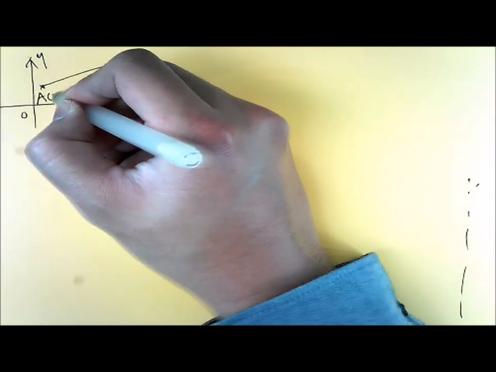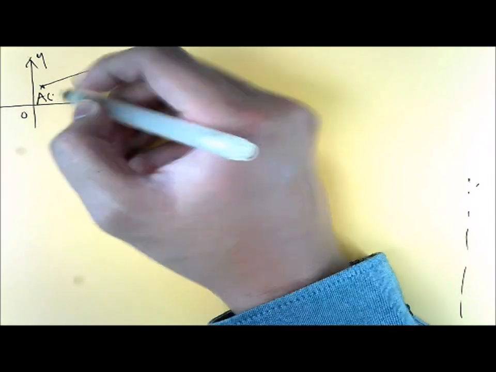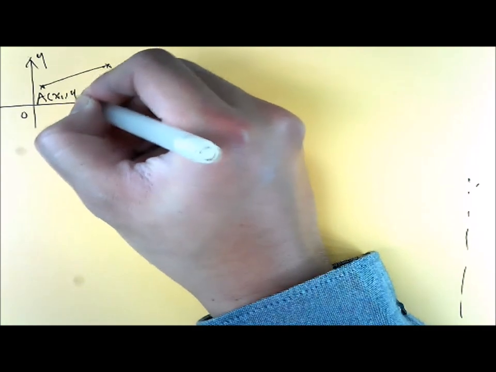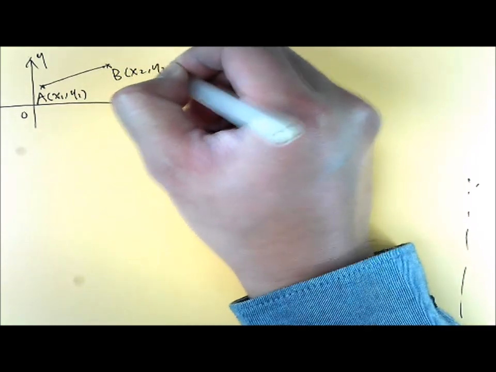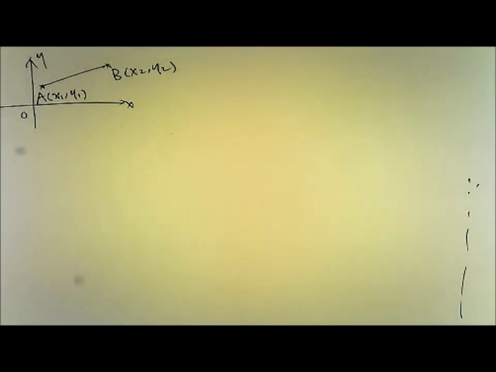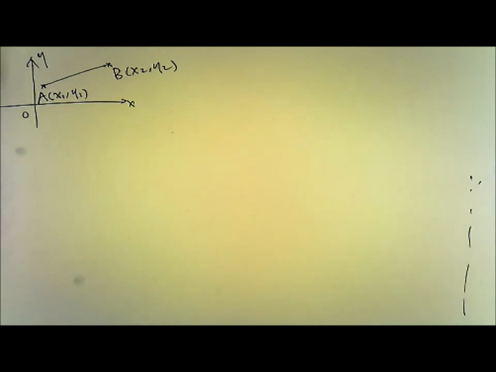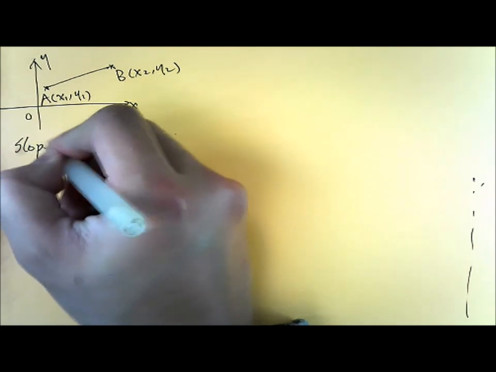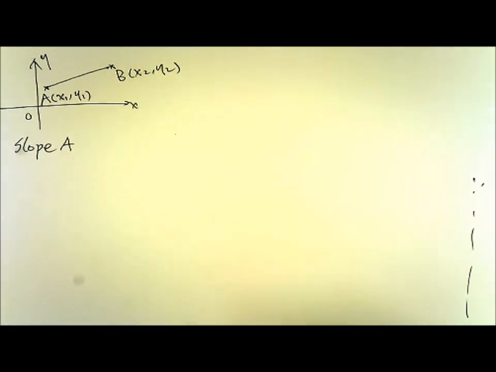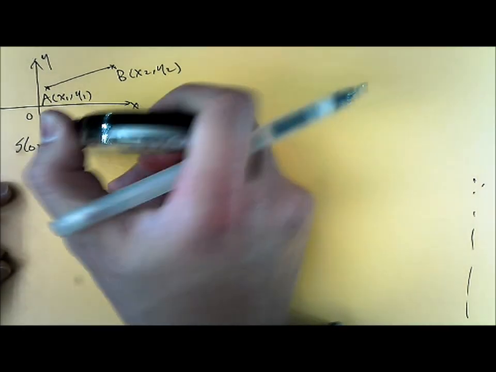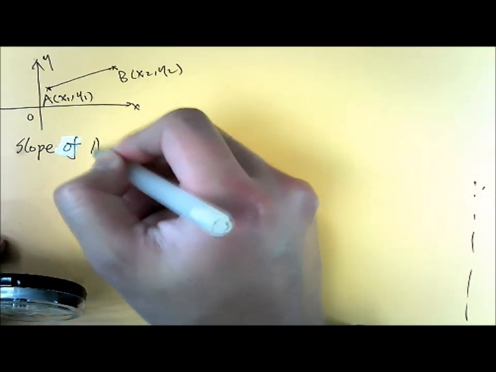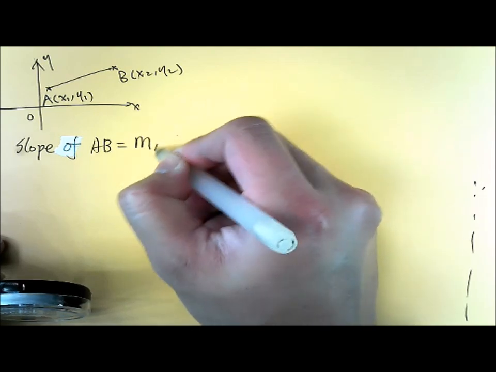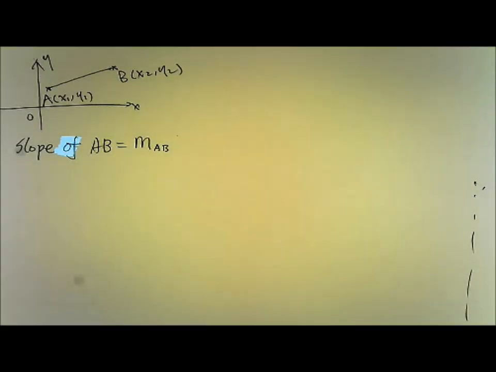For A and B, suppose we give their coordinates. This is x1, y1. This is x2, y2. Here we are going to calculate its slope, or gradient. The slope of AB, sometimes we use a small m, with a small AB here.